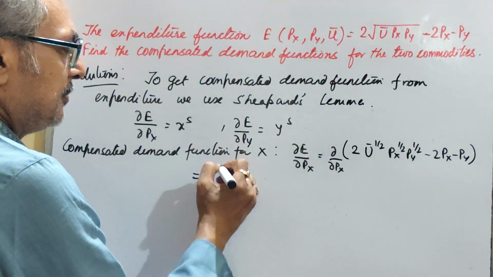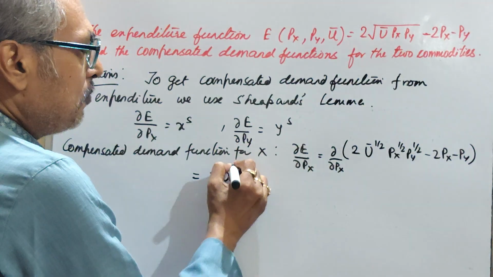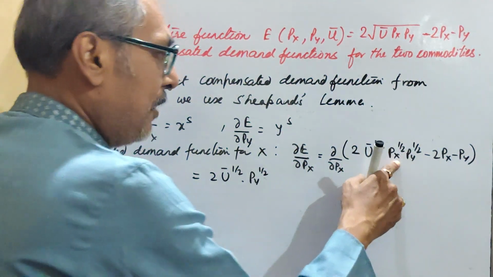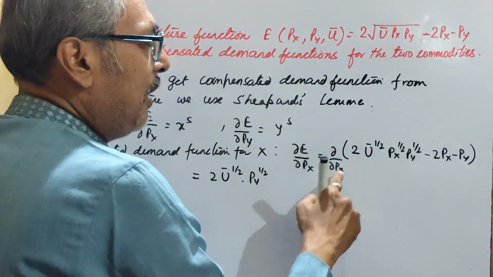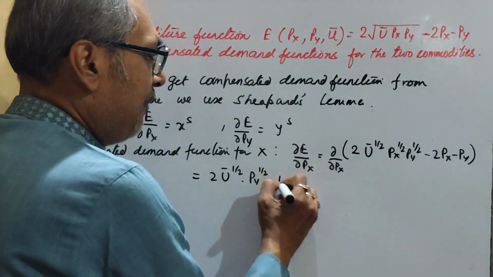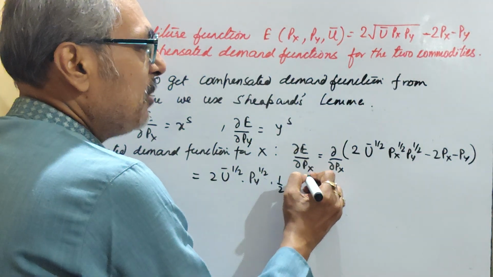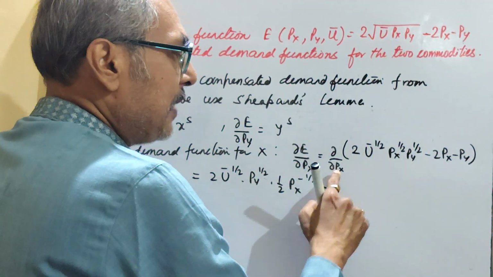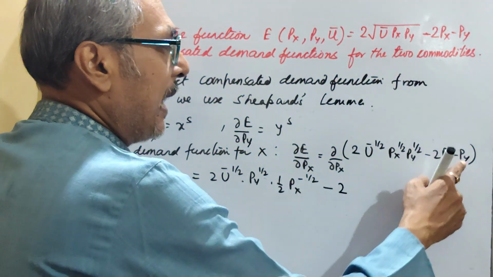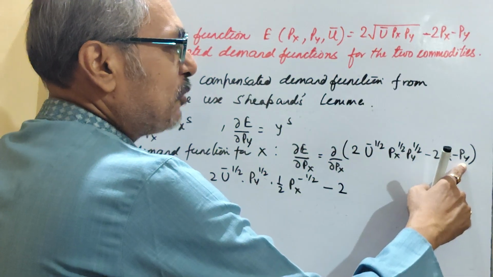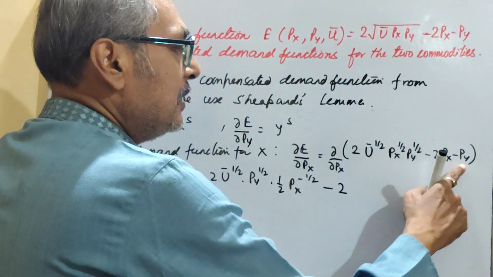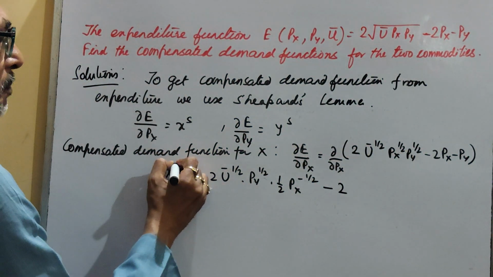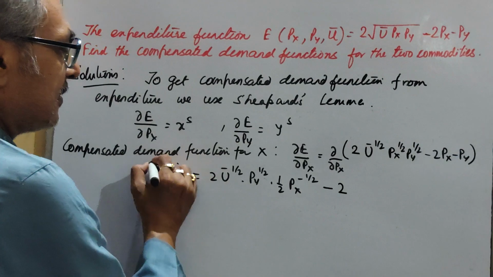This is 2 U bar to the power half Py to the power half, because these are constant. Now we differentiate Px to the power half with respect to Px. That means half comes here, Px to the power minus half. Now we differentiate 2Px with respect to Px. It becomes 2, and Py is kept constant in this case. Therefore, differentiation of Py with respect to Px is 0. This is our compensated demand function for X.